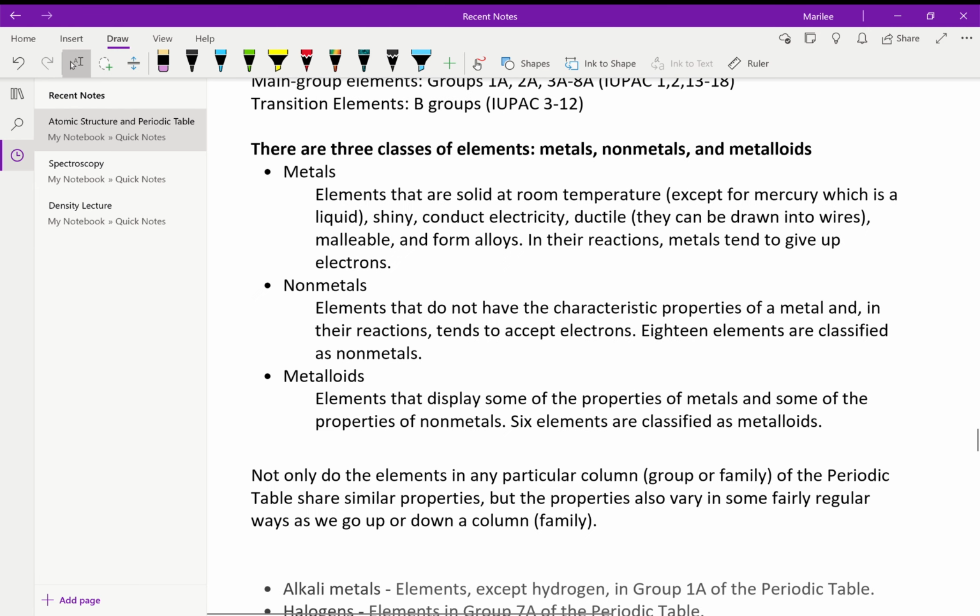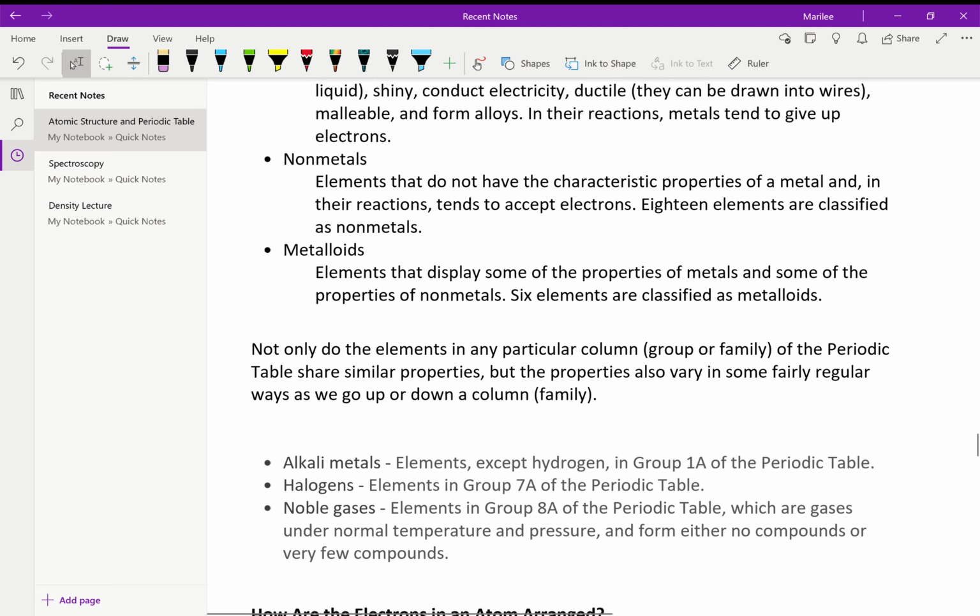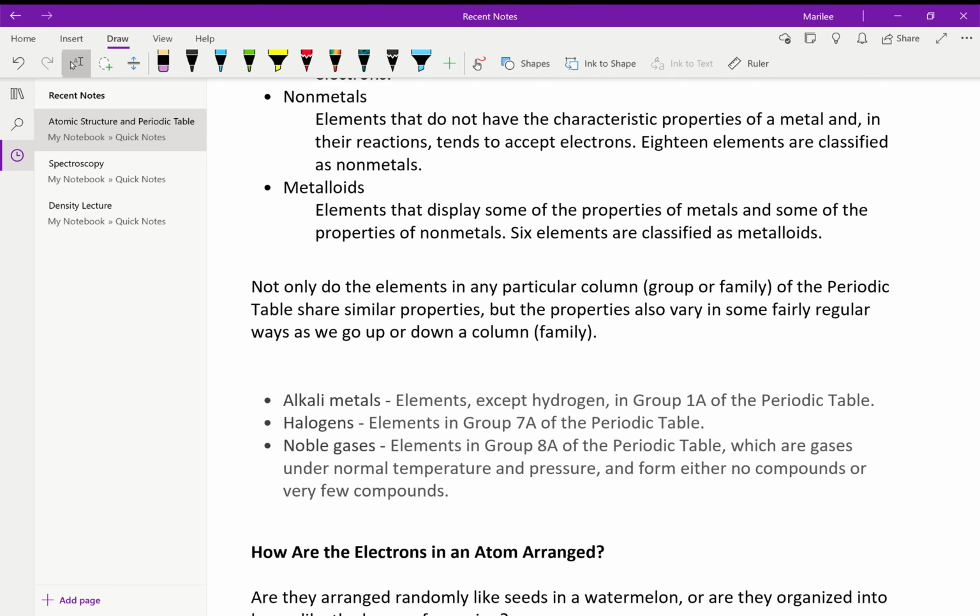So, side note here, not only do the elements in any particular column, either group or family, of the periodic table share similar properties, but the properties also vary in some fairly regular ways as we go up or down the column. Let's say if you go down the column, the temperatures will decrease. Like, you'll never have an element that is misplaced. Everything will be in order.